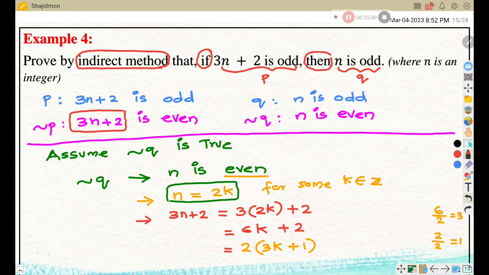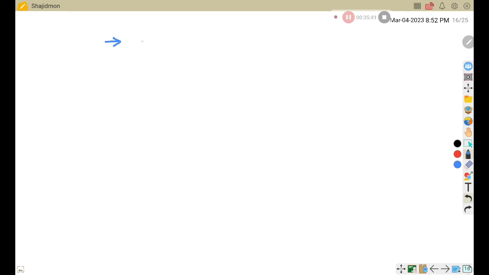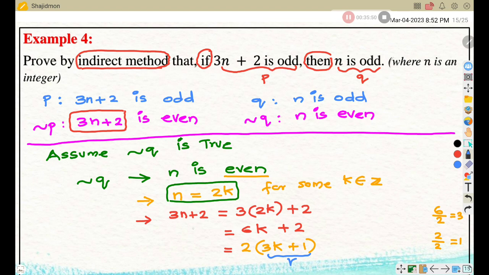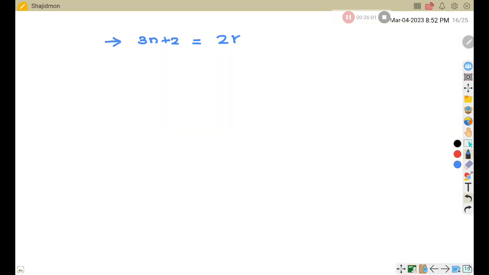Hope you understood. Now this 3k plus 1, you can take it as r. So how do we write this step? 3n plus 2 equals 2 times r, correct? Here we started with 3n plus 2, and we got 2 multiplied by (3k plus 1). That means this bracketed term we take as r, where r equals 3k plus 1.